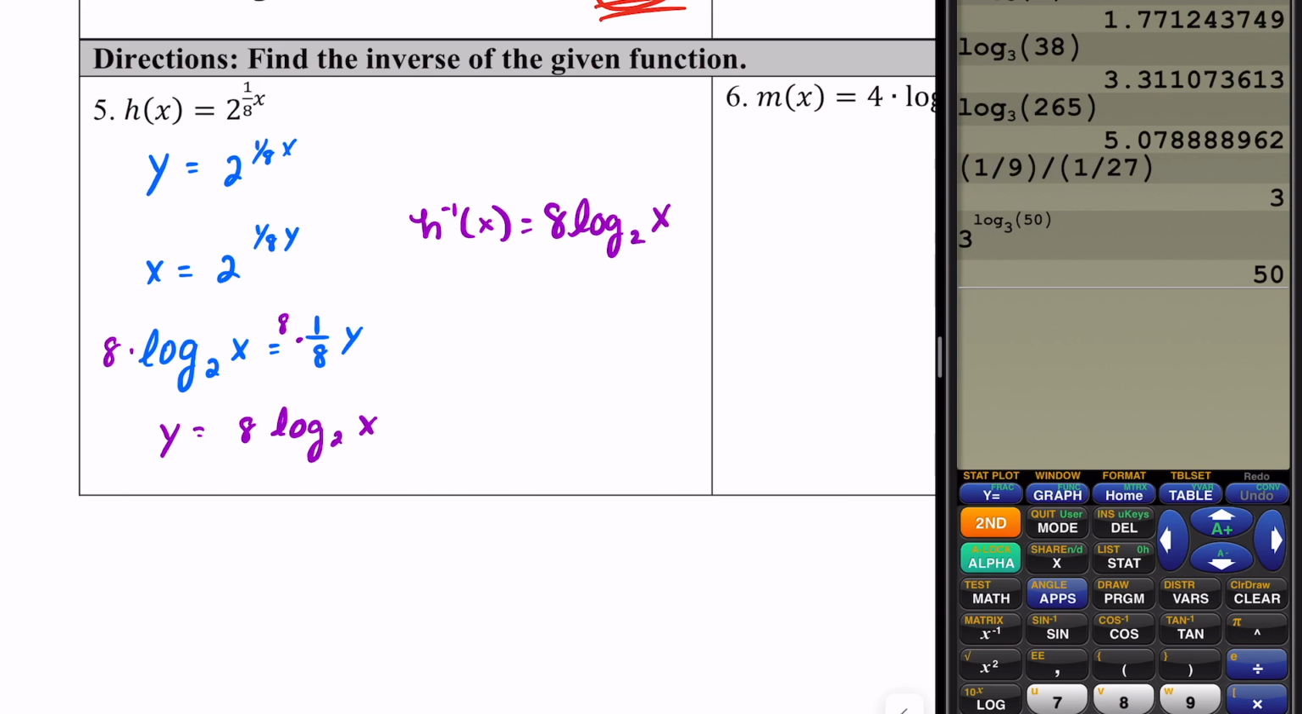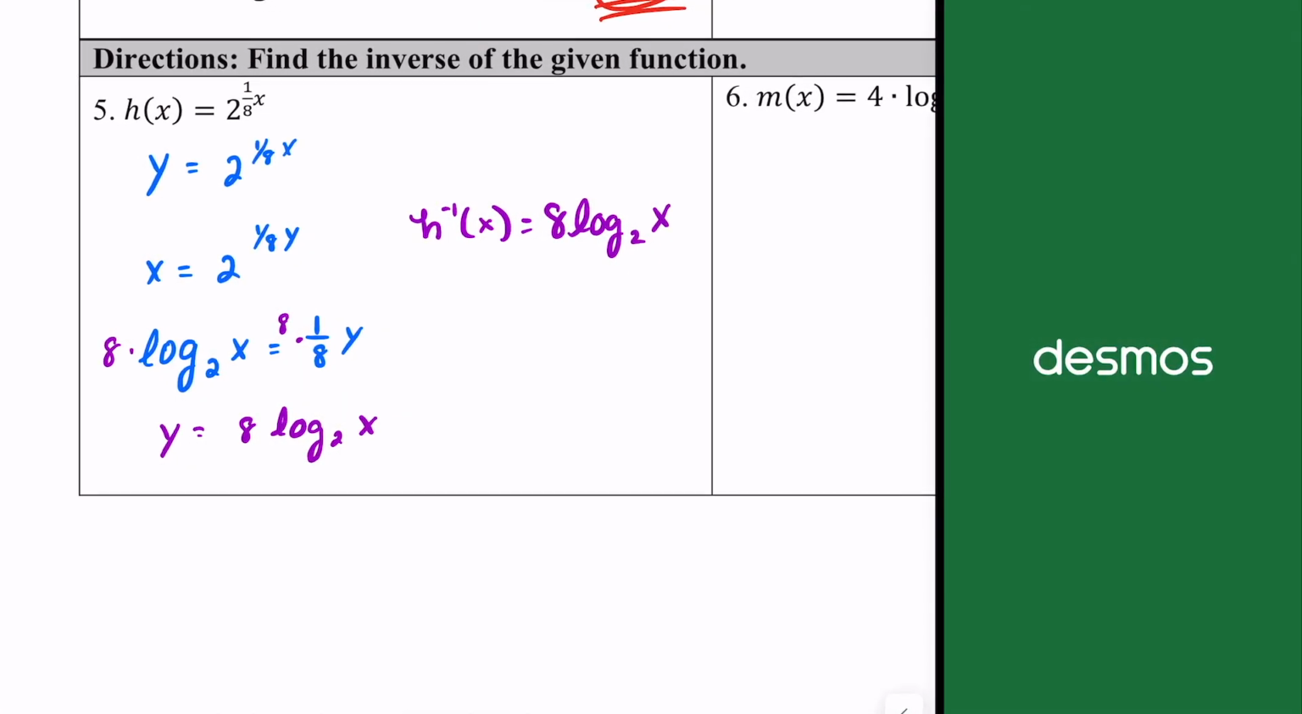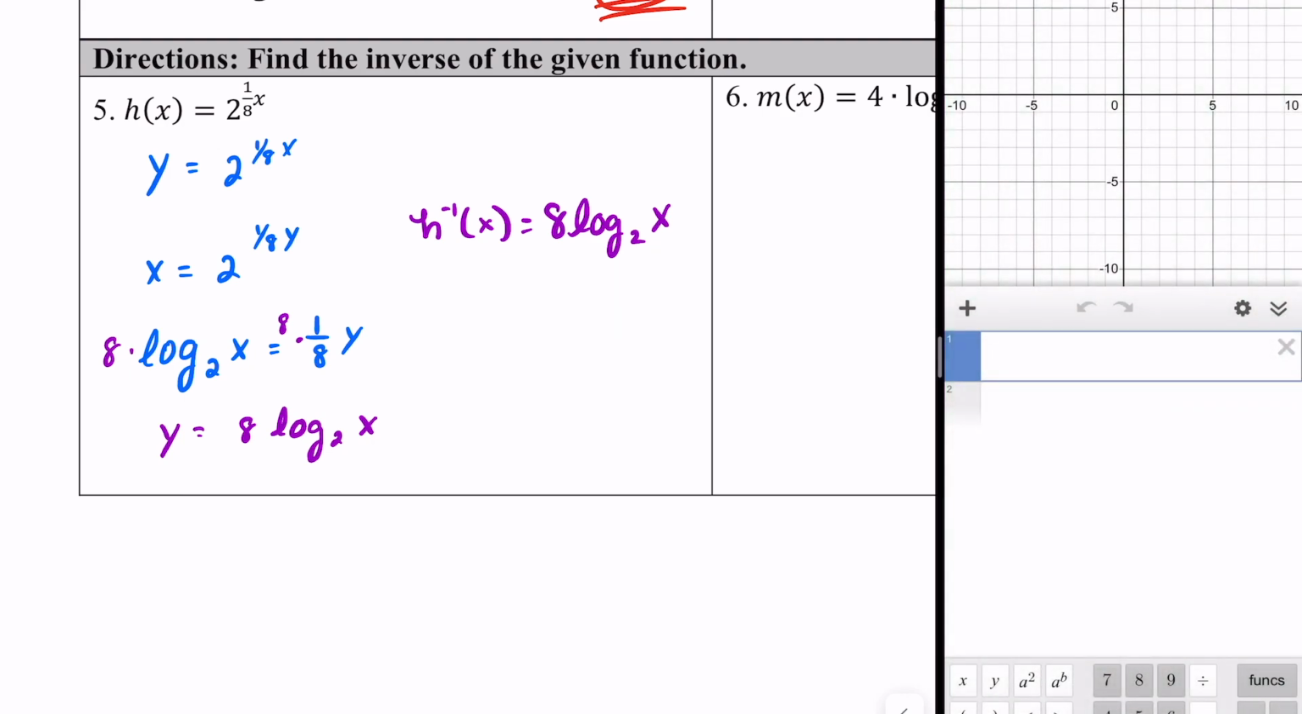Now, just as a quick reminder here, I'm going to throw this thing on Desmos so you can see that these two are indeed inverses of each other. Remember, you could check these pretty quick. Now, you don't have to use function notation. Okay, so there we go, 2 to the 1/8 x. So let's see how this does this. 1/8. Did that just fine.